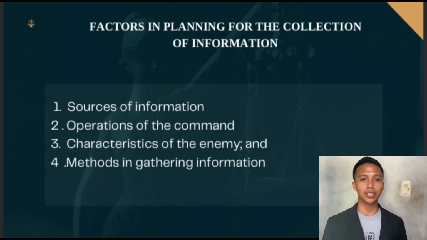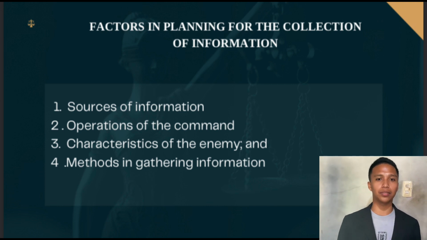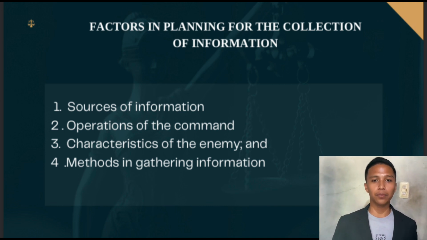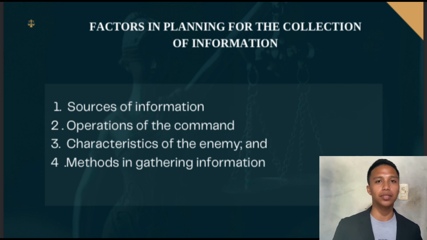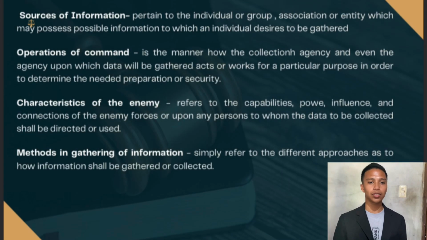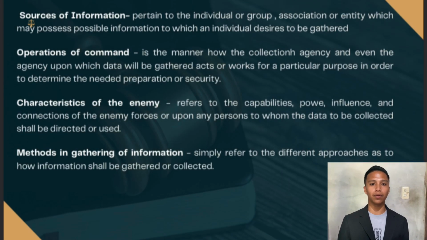These are the factors in planning for the collection of information. The first is source of information, then operation of the command, characteristics of the enemy, and methods in gathering information. Source of information pertains to the individual, group, association, or entity which may possess possible information that an individual desires to be gathered.